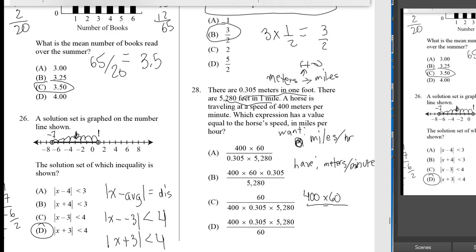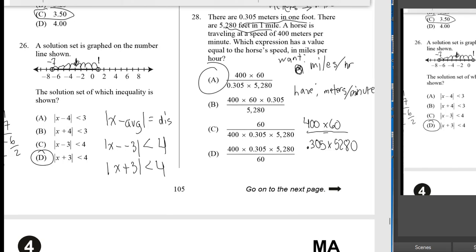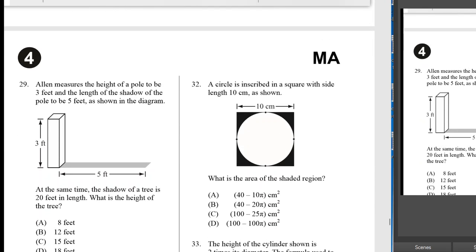So now, that's how I would do that: 0.305 meters are in 1 foot, and how many feet are in a mile? That's 5,280. So essentially what I'm going to get out of that is A, and that would help me solve this problem. Okay, number 29.